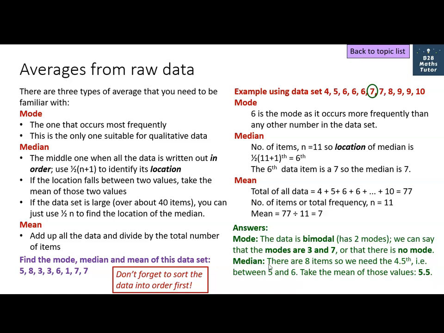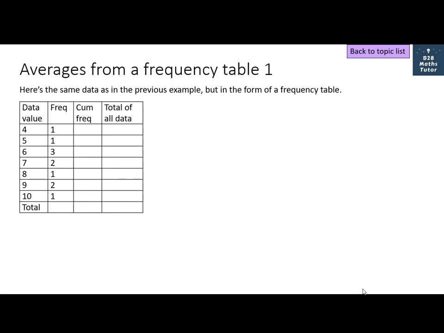And for the mean, we add them all up and divide by 8. And the answer is 5.25 in this case. Now let's move on and look at finding averages from a frequency table. Now this is the same data as in the previous example, but this time it's in the form of a frequency table. So we've got 1 4, we've got 1 5, 3 6s, 2 7s, and so on. To find the mode, we just look for the one that's got the biggest frequency. The one that's got the highest frequency is the 6.